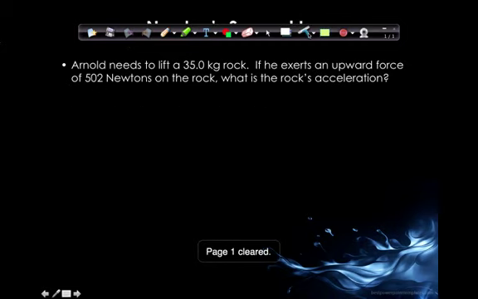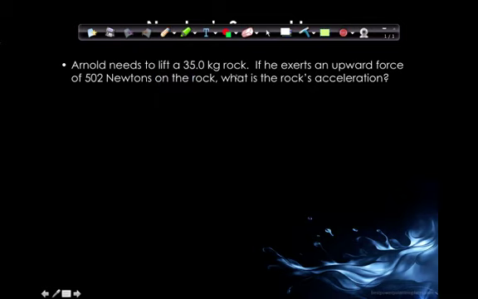So let's look at a problem. Arnold needs to lift a 35 kilogram rock. If he exerts an upward force of 502 newtons on the rock, what is the rock's acceleration? So we know that the rock is accelerating. We know it's going up.